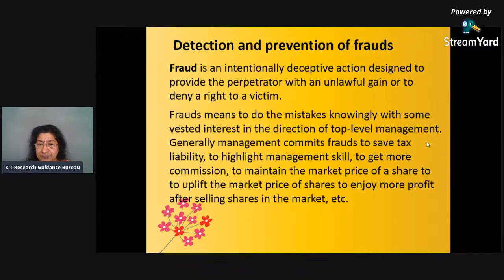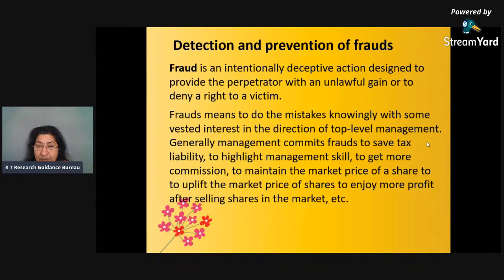Many times this management may have some commission-based transactions, and if his salary is based on profit or sales, then to get more commission they do this type of fraud. Another motive is to maintain the market price of a share.